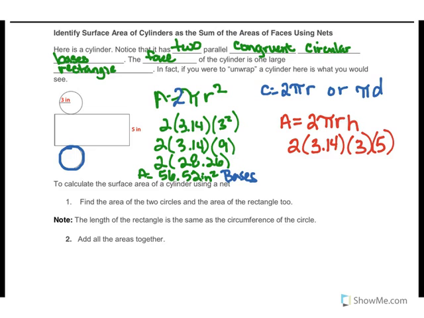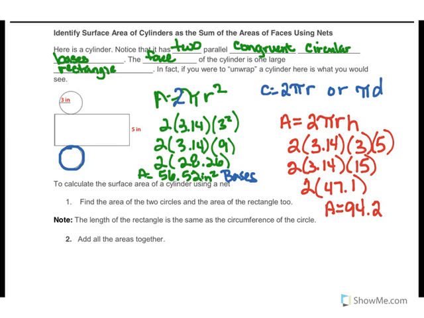I can multiply in any order that I want to multiply in, but I'm going to work from the back forward. And when I multiply 3.14 times 15, I get 47 and 1/10. And when I multiply those two together, I have the area is equal to 94 and 2/10. And don't forget your units, and we're talking about area, so I put a 2 for the exponent.